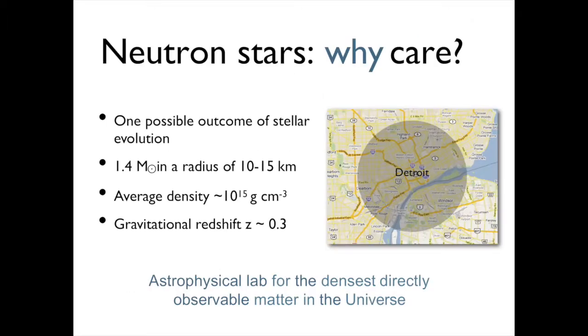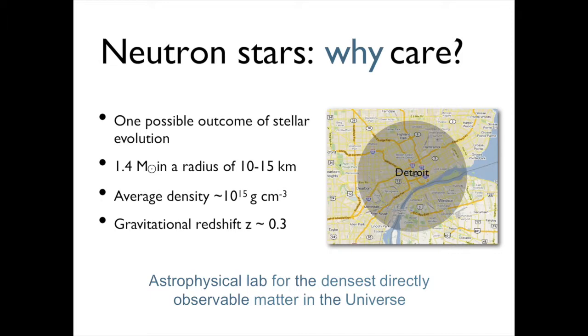So very briefly, why do we care about neutron stars? Of course, these are one possible outcome of stellar evolution. These typically have a mass of around 1.4 solar masses and radii of 10 to 15 kilometers. And so the average density of these objects is around 10 to 15 grams per centimeter cubed. And they're certainly several times above nuclear saturation density in the core.